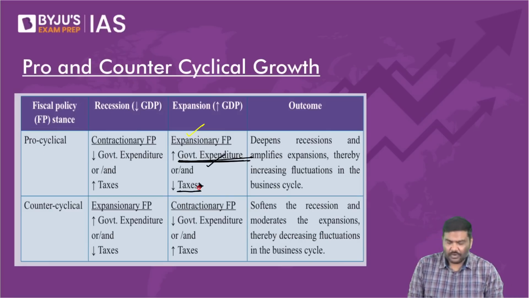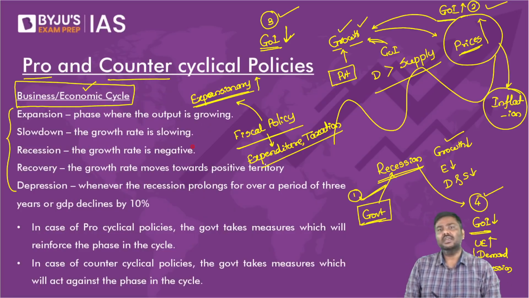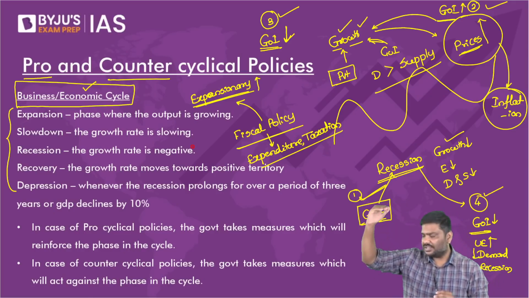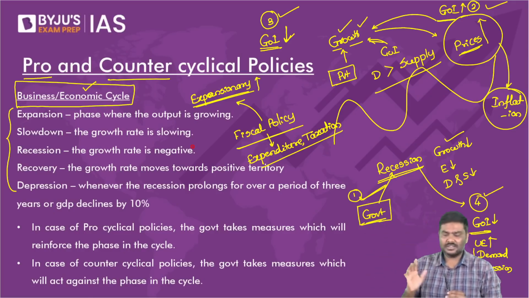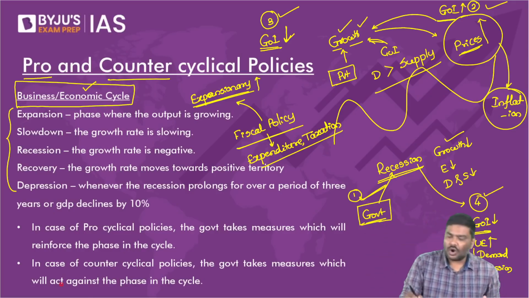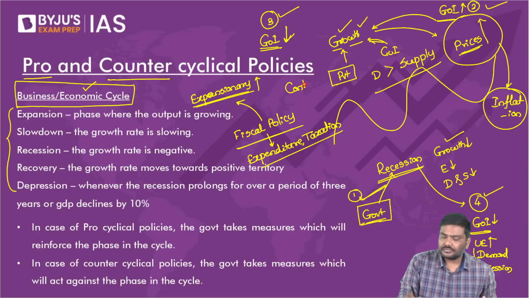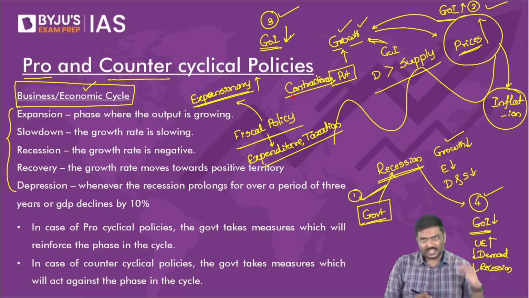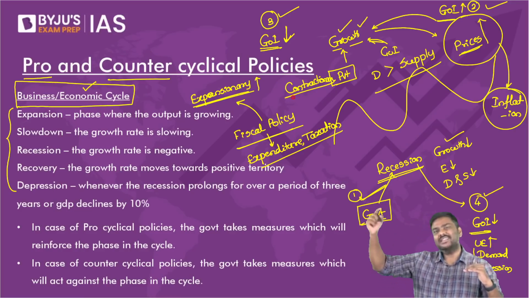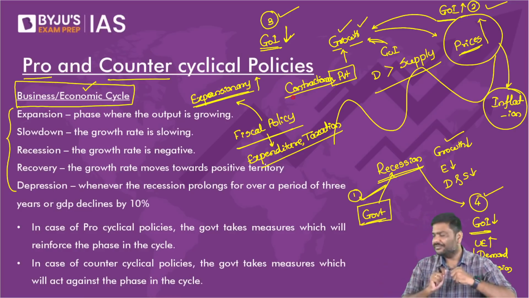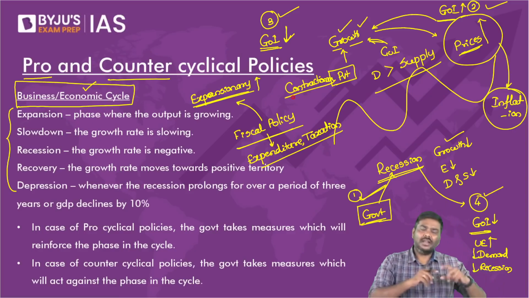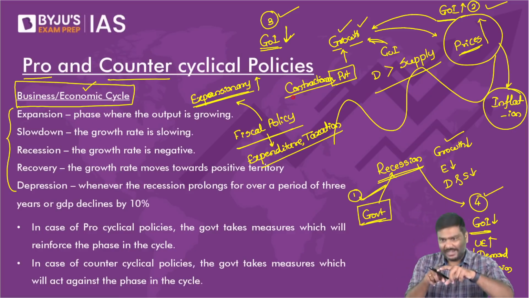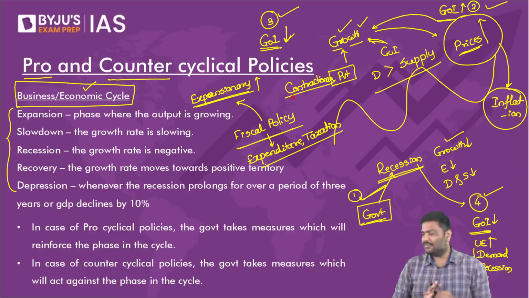So, government will follow expansionary fiscal policy by increasing the expenditure and reducing the taxes. And what about contractionary fiscal policy? Government will reduce its expenditure and increase the tax rate. Reduce the money. Simple. Simply reduce the money, right? So that whatever is the intensity, it will automatically come down.